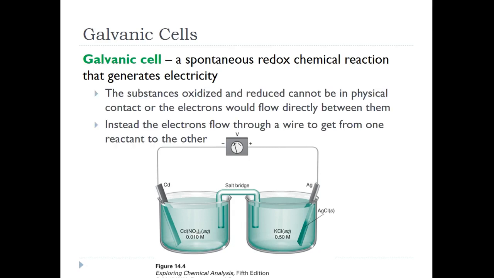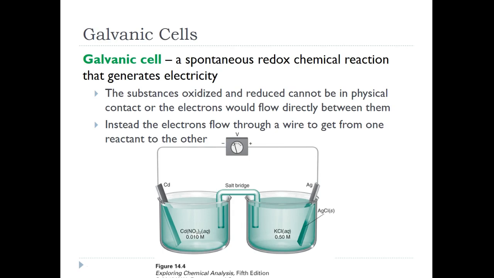So in a galvanic cell, we actually separate the thing being reduced from the thing being oxidized. So in this picture, we see two beakers. One of them is the thing being reduced, and one of them is the thing being oxidized. We've got the metal bars sticking out. Those are our electrodes. And then we have the wire attaching them, and then a voltmeter in the middle. So the wire is how the electrons flow from one beaker to the other.